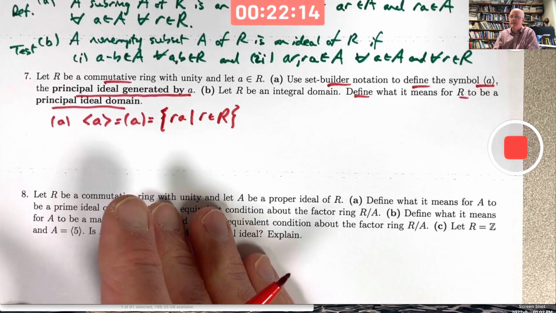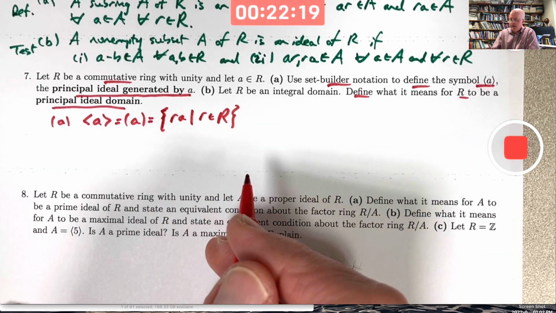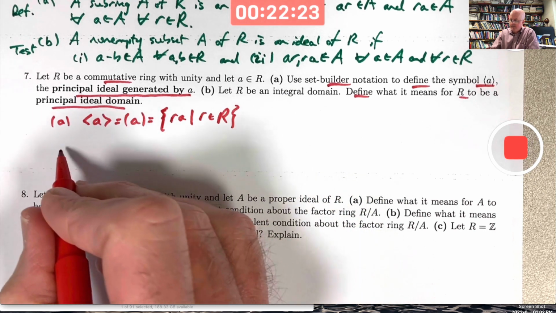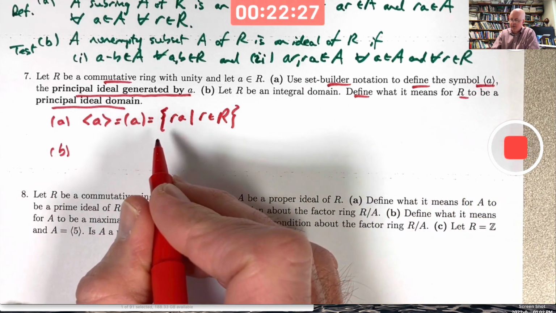It's something new, it's something different. In fact, it's something bigger. It's a bigger set, even though the notation is the same. Part B, let R be an integral domain. Define what it means to be a principal ideal domain.